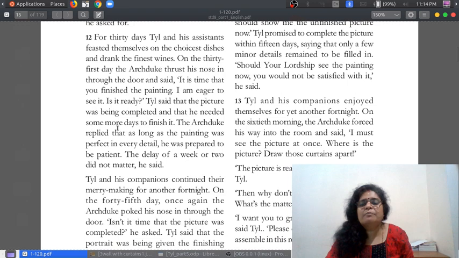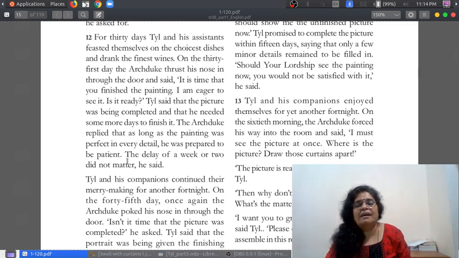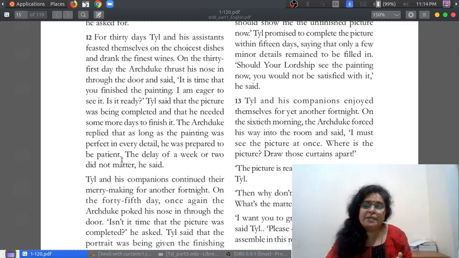He needed some more days to finish it. The Archduke replied that as long as the painting was perfect in every detail, he was prepared to be patient. He is ready. He is prepared. He is ready to be patient. Patient.